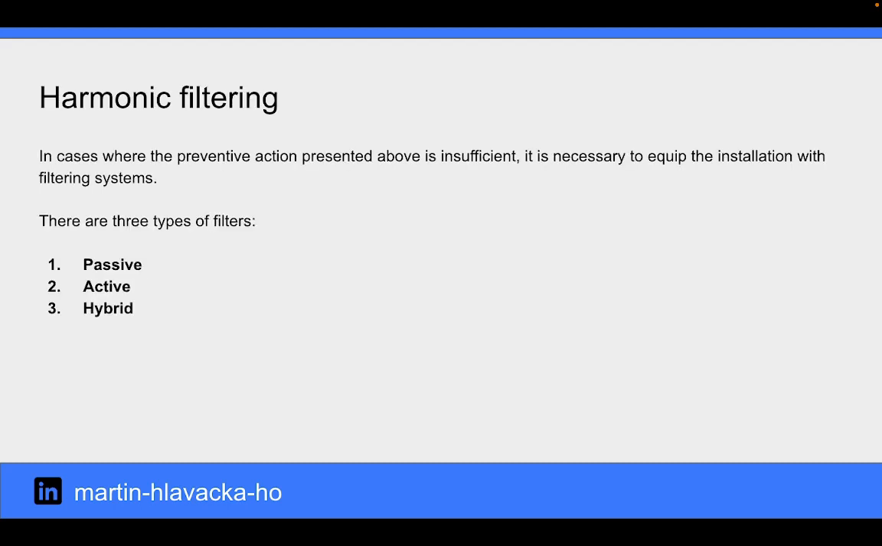In cases where the preventive action presented so far is insufficient, it is necessary to implement harmonic filtering systems in the installation. There are three types of harmonic filters: passive, active, and hybrid.